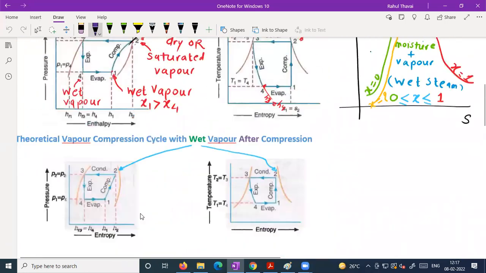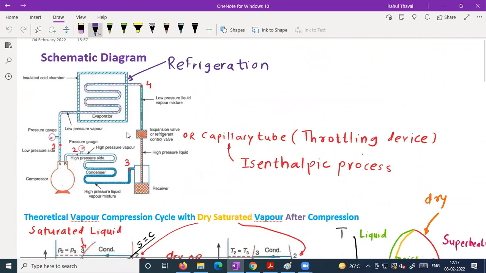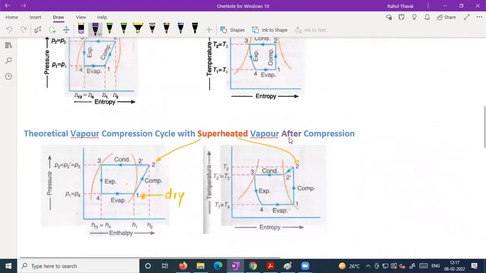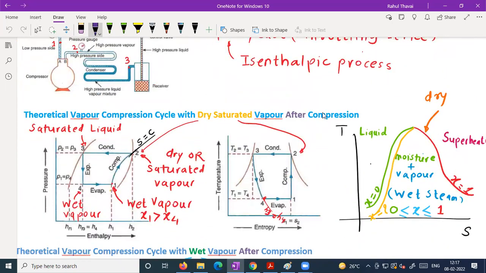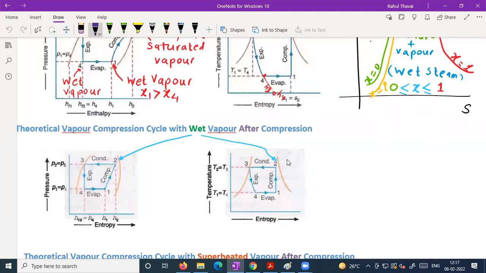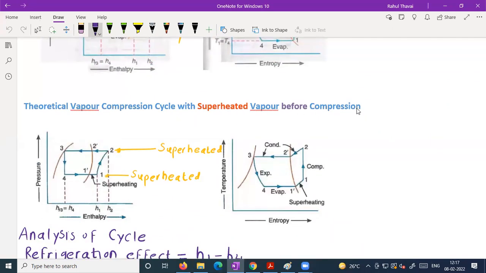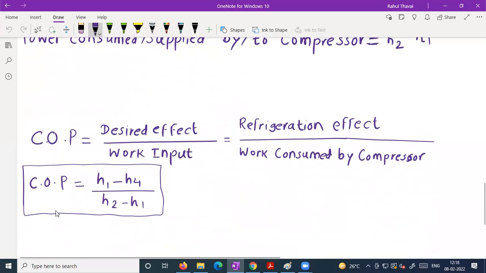All of you try to remember, this is the schematic diagram. This is a general diagram for the vapor compression refrigeration system. Based on the different conditions after the compression, we have seen four different cycles. First, dry saturated vapor after the compression. Second, wet vapor after the compression. Third, superheated vapor after the compression, and fourth, superheated vapor before the compression. And at the last, we have seen the analysis of the cycle so as to calculate the COP of the VCRS, that is vapor compression refrigeration system.